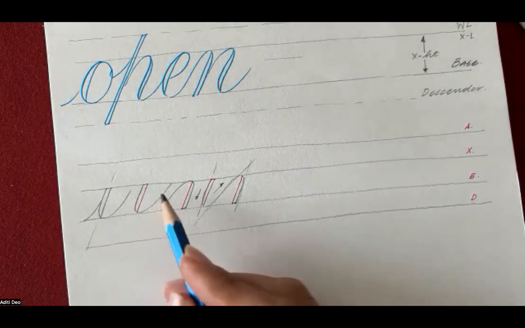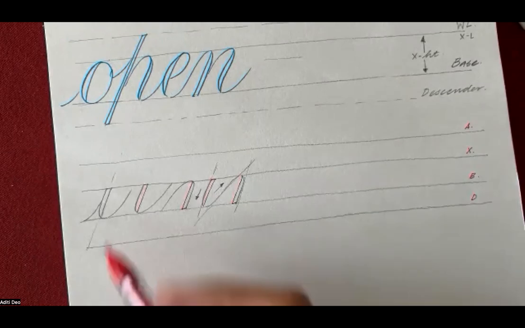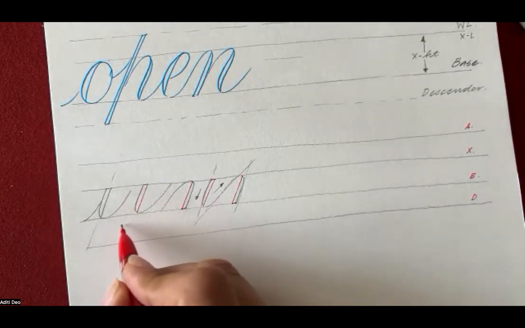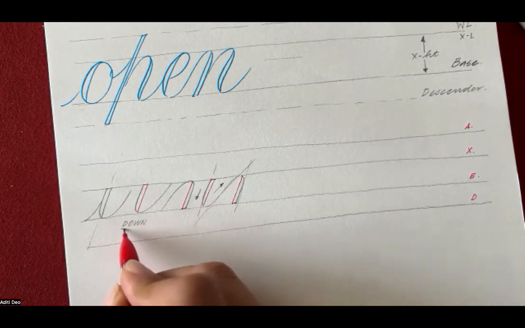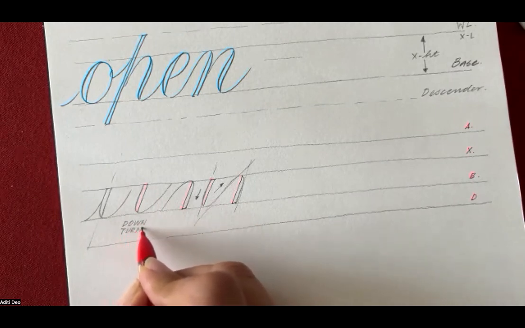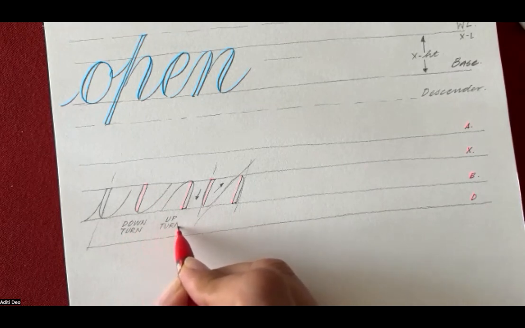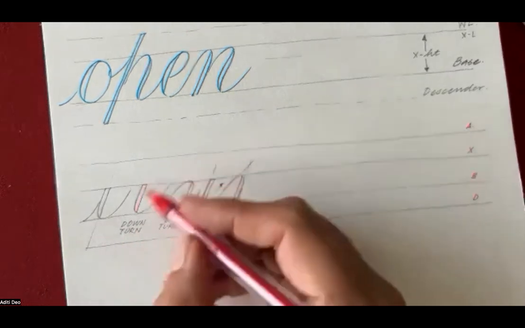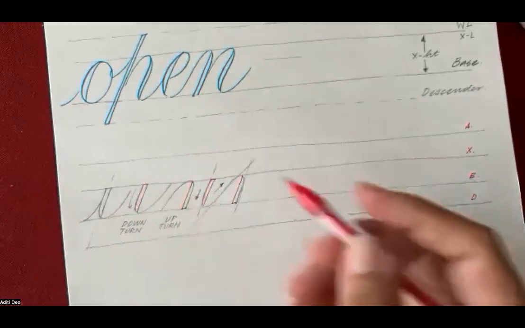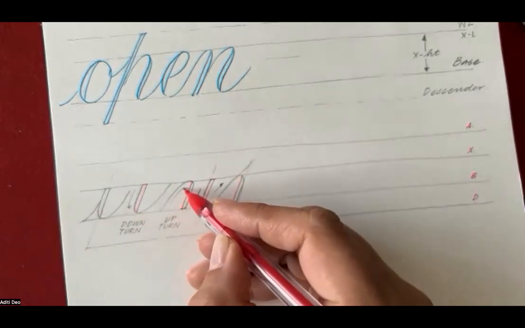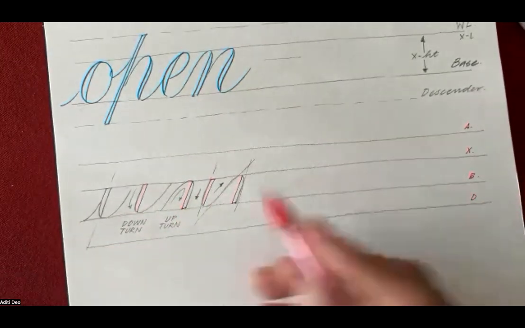Now I'm going to give names to these strokes also, so that we know what they are when we use them. This will be a down turn. This will be an up turn. To remember these, you just know where the stroke is headed first. So first it goes down and then turns around. And this one goes up and turns around. So that is down turn, up turn.